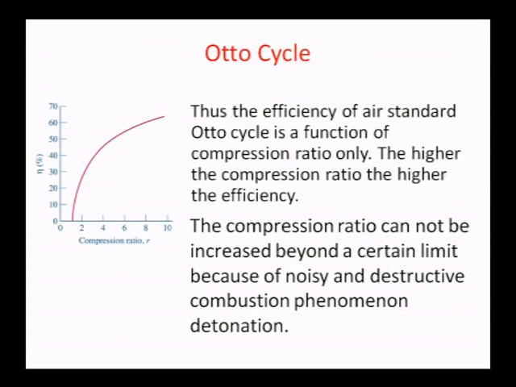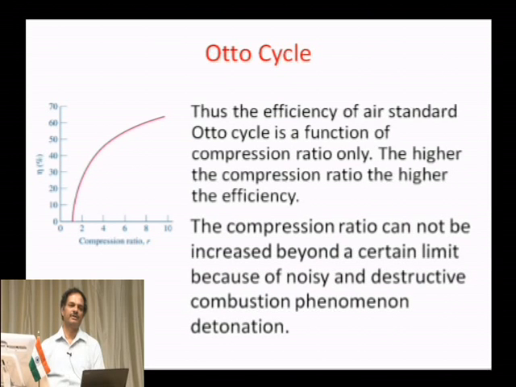That can be seen from this graph of efficiency versus compression ratio. You can see as the compression ratio increases, efficiency also increases. So this is about the Otto cycle efficiency. Thermal efficiency of the Otto cycle increases with the increase in compression ratio, but it cannot be increased beyond a certain limit because of the destructive combustion phenomenon, detonation. You can see efficiency gradually becomes flat and will not increase further. If the compression ratio increases beyond a certain limit, it will remain constant. Therefore, you have to find the optimum value of the compression ratio.